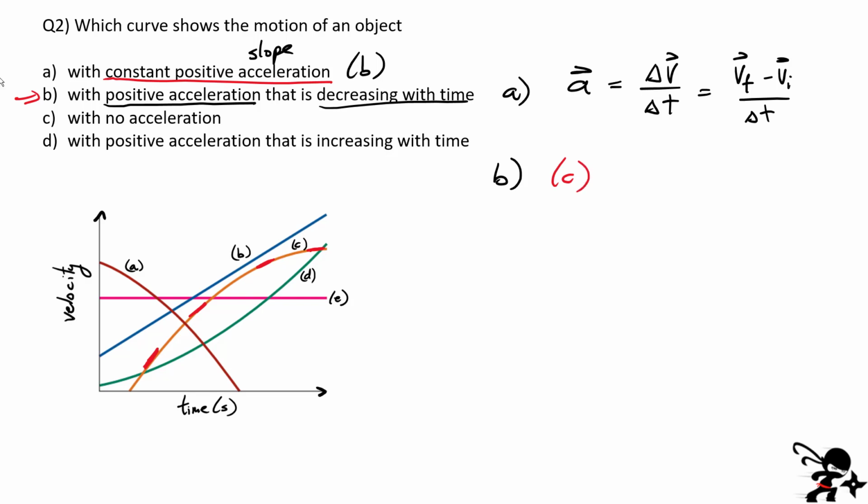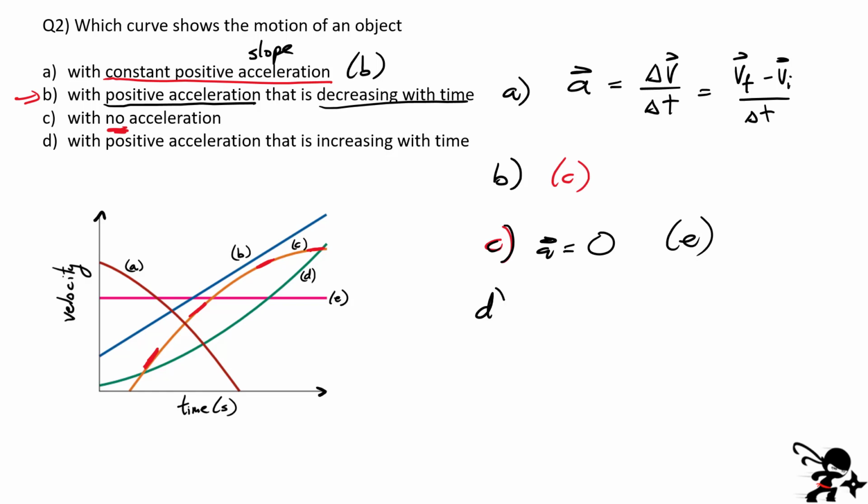All right, question C says, which curve shows the motion of an object with no acceleration? If I have no acceleration here, it means my acceleration is 0. So what would that mean? That means the only way I get 0 here is if V final equals V initial. Well, that has to be choice E. Choice E is the best answer for that one because there is no slope. The slope is 0 everywhere along the motion here.